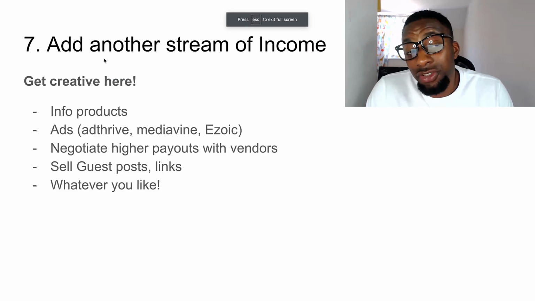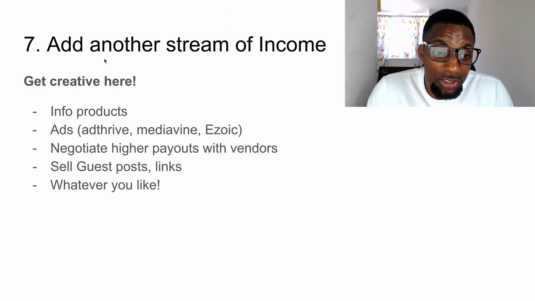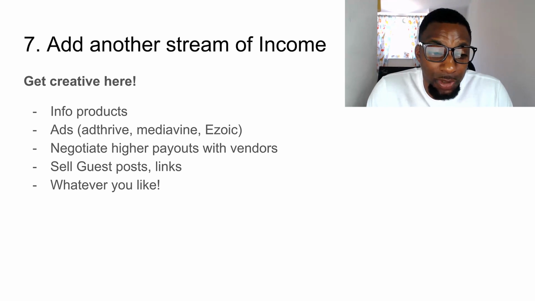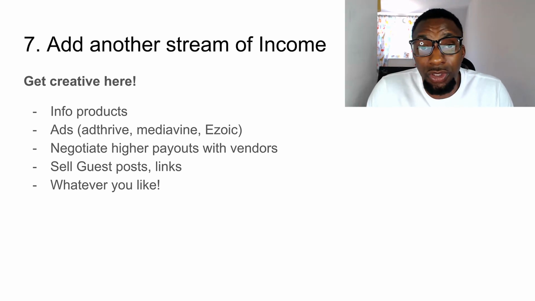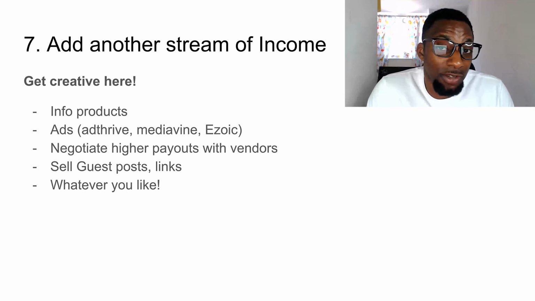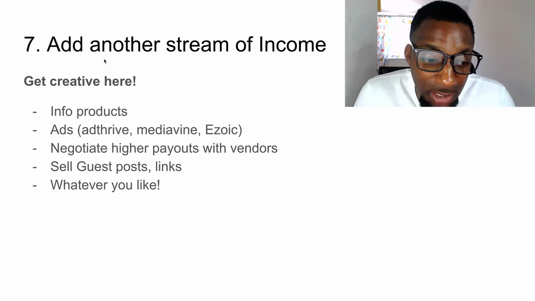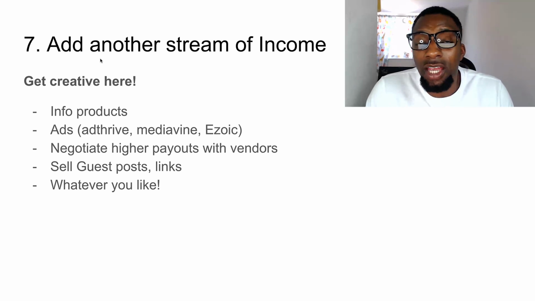And then add another stream of income. That's the very last one, so you can get creative in this part. One of the things you can do is create your own products. That could be an informational product or some kind of course, a digital product or physical product even. You could add advertising to your website, so register with Google AdSense. And of course, if you have crossed 10,000 plus visitors, then you can potentially sign up to Ezoic, Mediavine, AdThrive. There are many different networks or advertising operators that you can join up with.